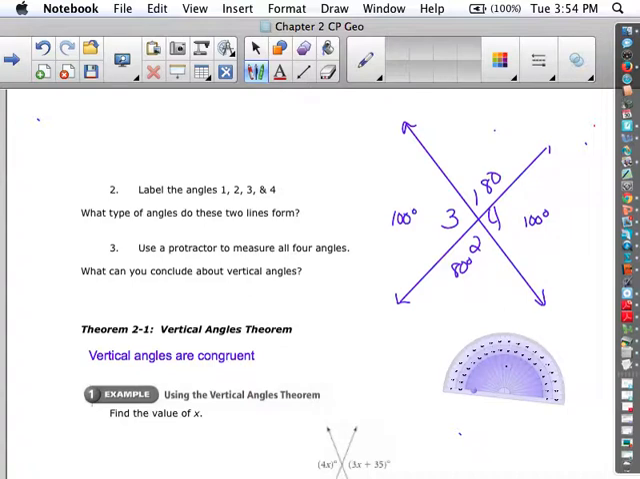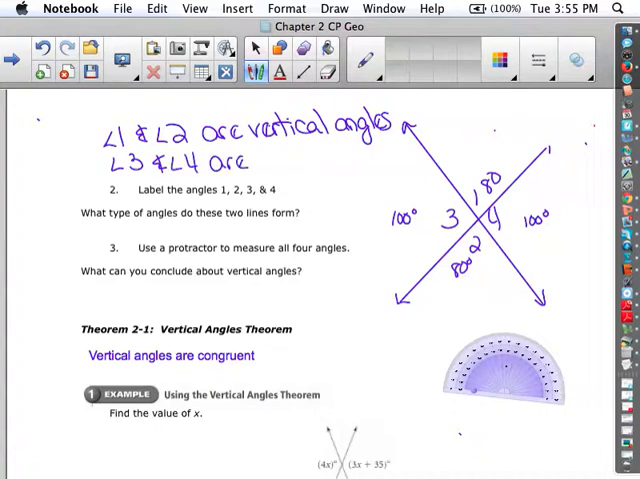Now 1 and 2 and 3 and 4 are vertical angles. We know that from chapter 1. We have two intersecting lines with those rays going in opposite directions. So angle 1 and angle 2 are vertical angles. And then angle 3 and angle 4 are also vertical angles. They're an angle pair, specifically vertical angles.